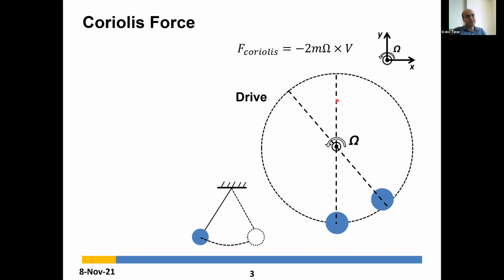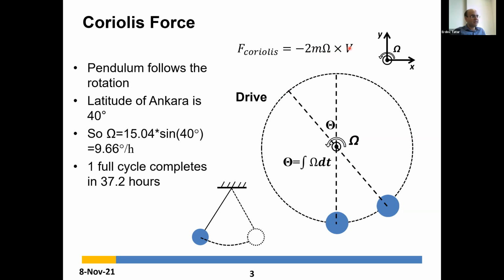The Coriolis force is related to rotation, and it involves a cross product with the velocity. You can visualize this as an orthogonal force to the velocity which is moving the ball towards the left. This is due to the Earth's rotation, actually. The pendulum wants to follow the Earth's rotation.